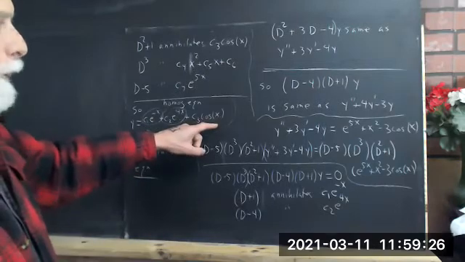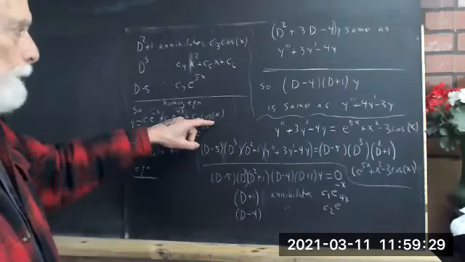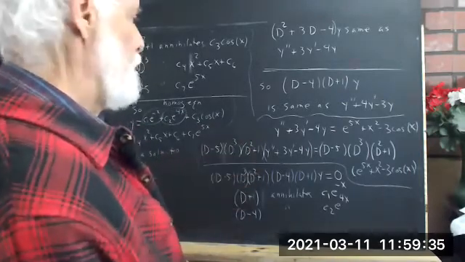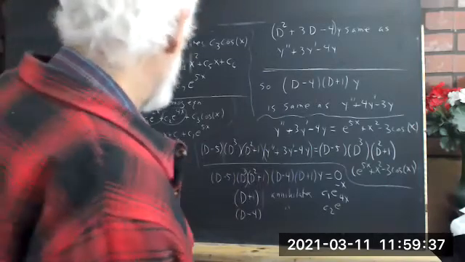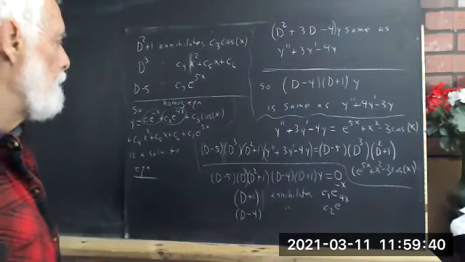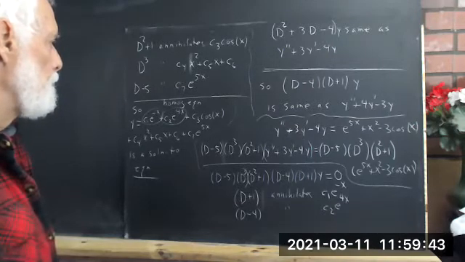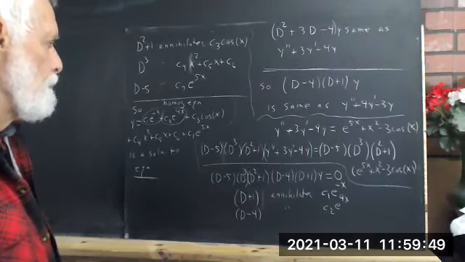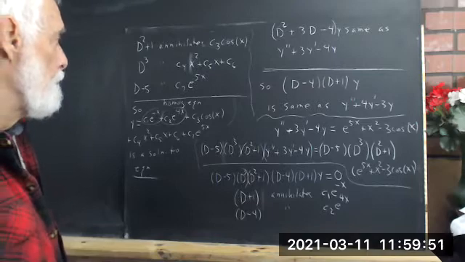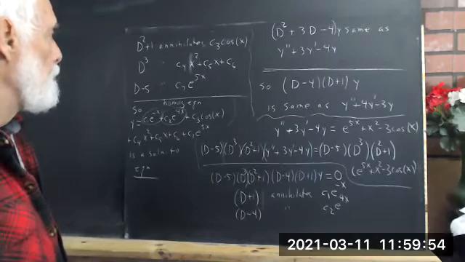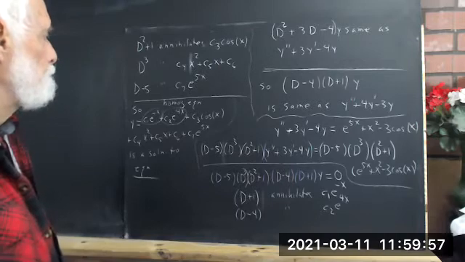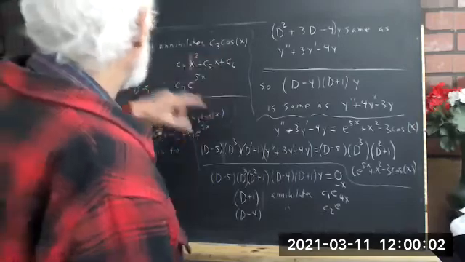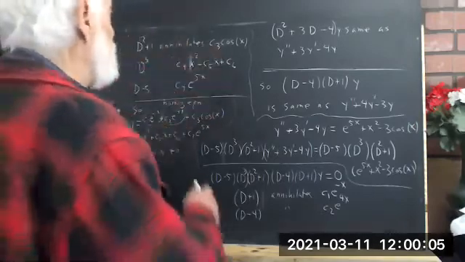our C3 cosine of X. How are we going to get C3? Well, take the second derivative of the cosine and 3 times the derivative and 4 times the function. And I need, okay, I was careless when I wrote this down. D squared plus 1 does annihilate this.